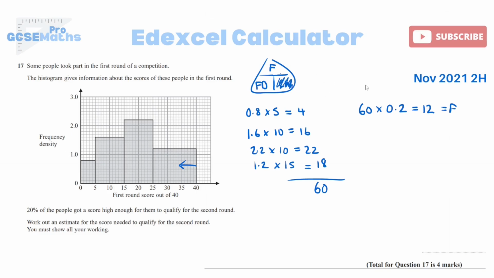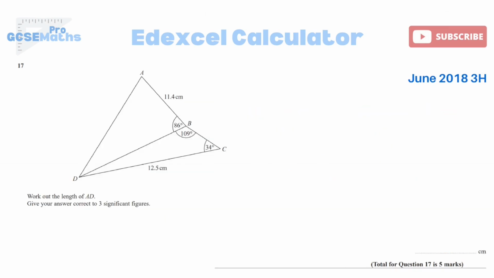I want to find the class width. So frequency is 12 divided by the frequency density for that box, which is 1.2. Do you see how that would give me 10? So this is now in terms of a score. However, as we said, we are going from 40 backwards. So 40 is the top score. We've then said 10 marks, a score of 10 points less than 40. So that's 30, isn't it? 30 out of 40. If you got above that, you would then qualify for the second round. So 30.